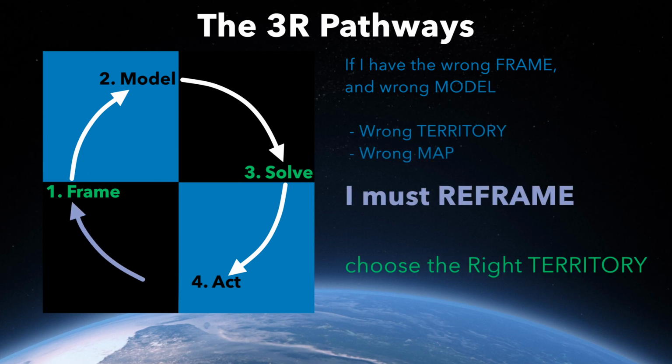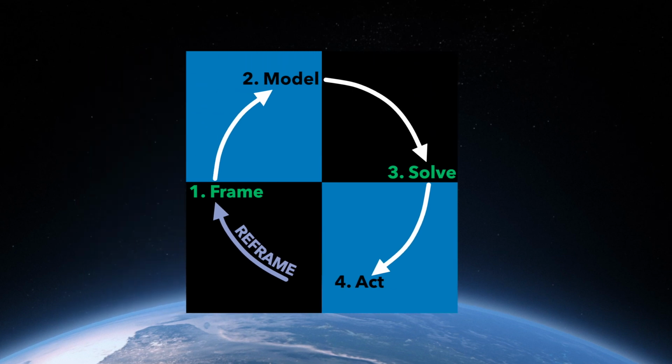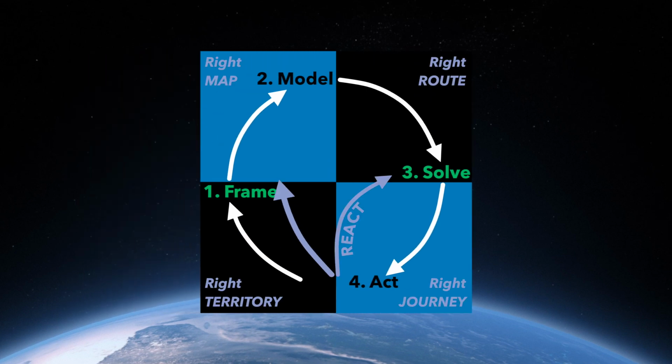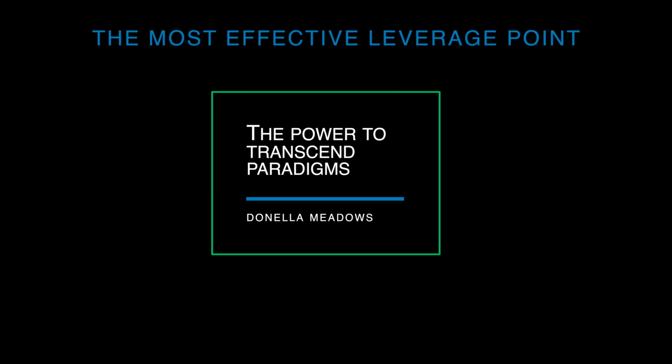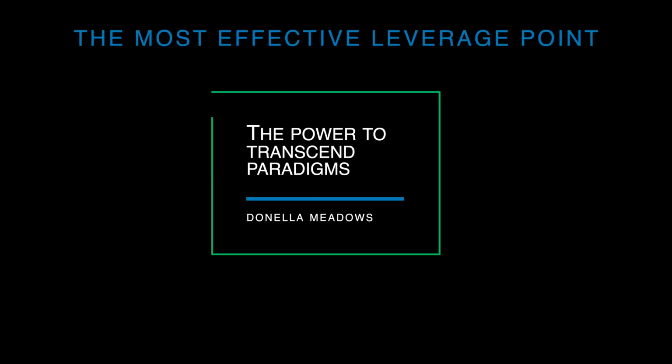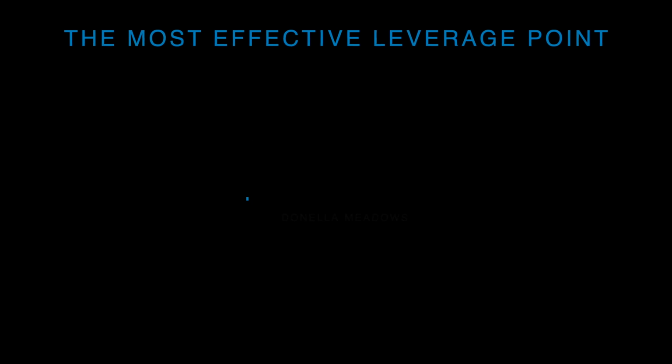I must reframe. Many of the adaptive challenges we now face require at least rethinking our mental models about these challenges, and often we need to even reframe the problems. The capacity to reframe is the ultimate leverage point in Donella Meadows' places to intervene in a system. Dana's number 1 leverage point is the power to change paradigms. It's the ability to reframe what we focus on and want to create in the world.